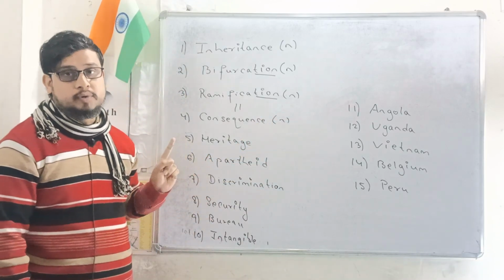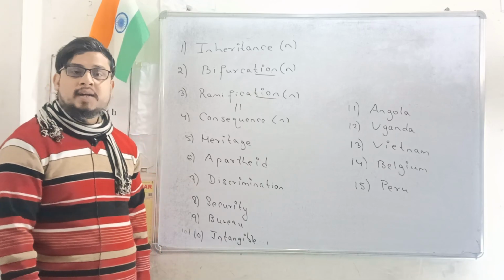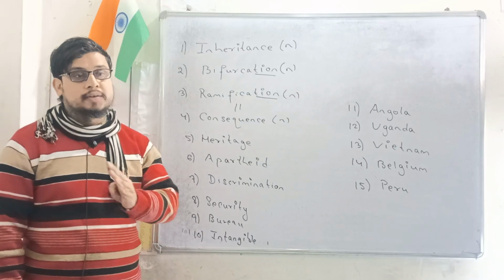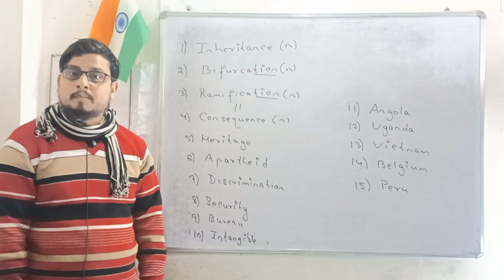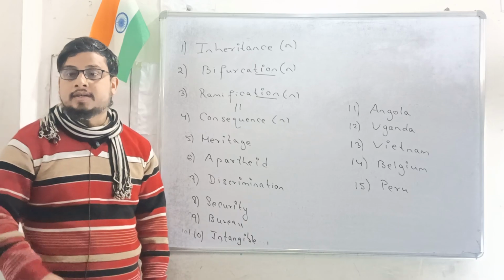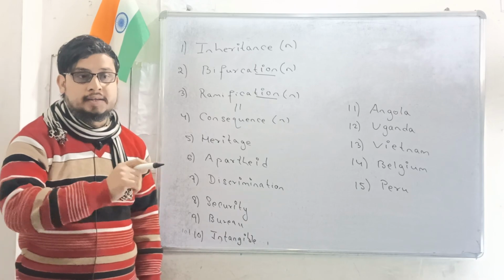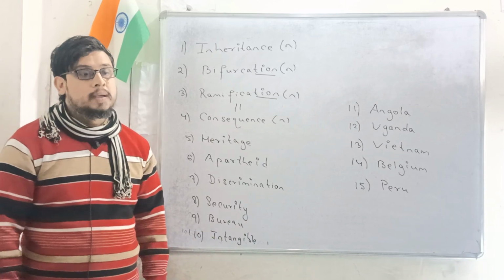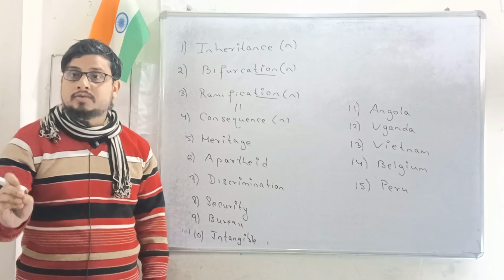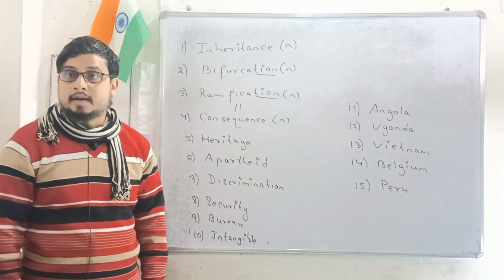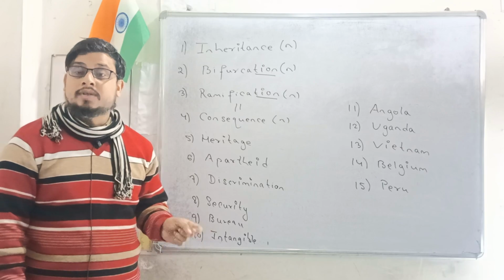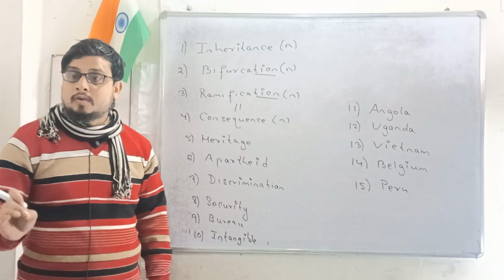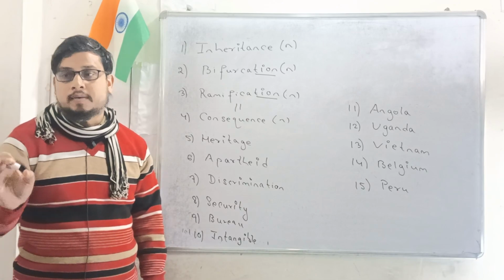Heritage. Heritage is a very important word. Heritage can be culture, can be anything that represents a country. Like the Kumbh Mela is also heritage, but it is an intangible heritage. You cannot touch the Kumbh Mela. You can feel it. Like the Taj Mahal. The Taj Mahal is also a heritage of India that you can touch. So the Taj Mahal is a tangible heritage of our country, whereas the Kumbh Mela is an intangible heritage of our country.